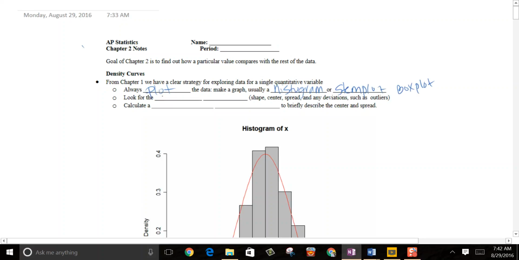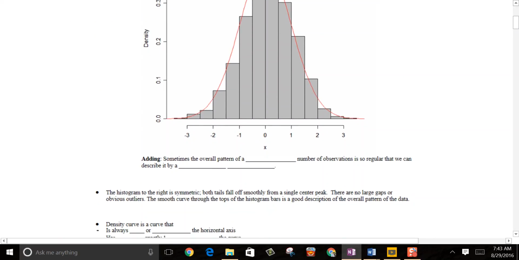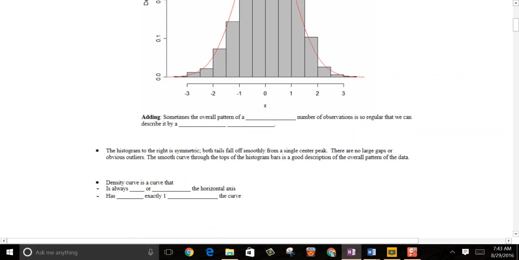So one of those three graphs. You always want to look for the overall pattern: the shape, center, spread, any outliers, and then calculate a numerical summary. The numerical summary can be the center and the spread, whether you're talking about the median and the 5-number summary, or you can talk about the mean and the standard deviation. Mine are a little bit out of order, just how I uploaded this in here, sorry.